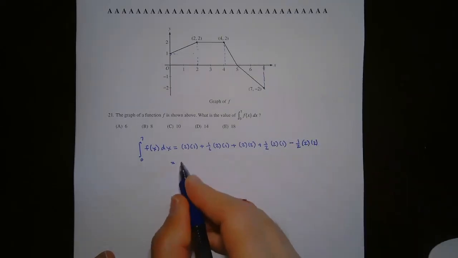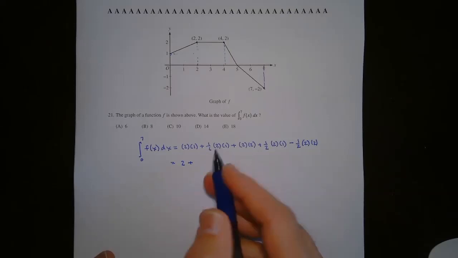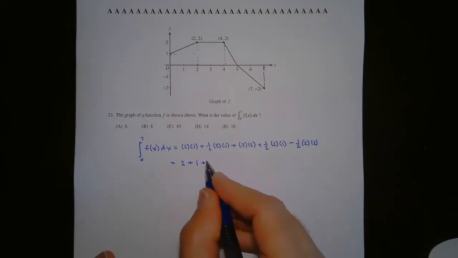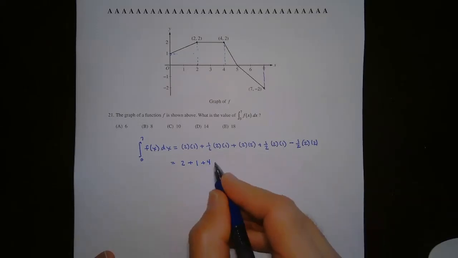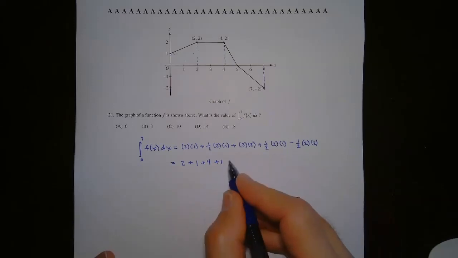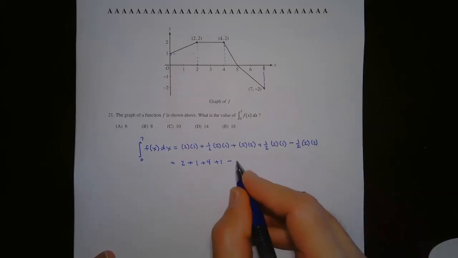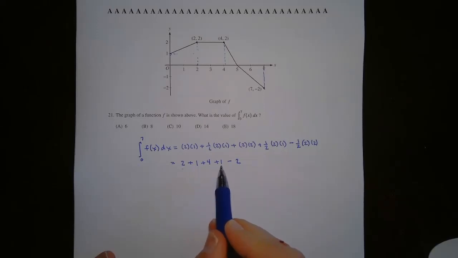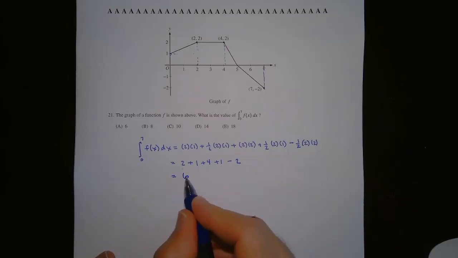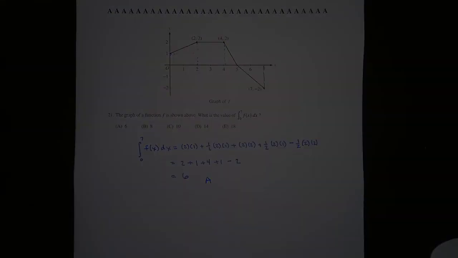So this would be 2 plus, and half of 2 is 1 times 1 is 1, and this would be plus 4. And then this would be half of 2, which is 1, times 1 is 1, so plus 1. And then this is minus, 2 times 2 is 4, and half of 4 is 2, so minus 2. So these two cancel out, and what you're left with is 1 plus 4 plus 1, which would be 6, and the correct answer would be A. So for 21, the correct answer is A.